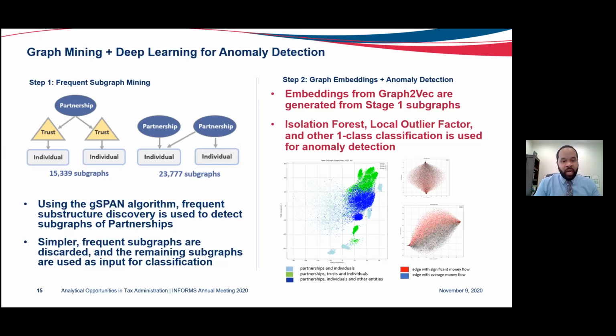If you look at the scatter plot on the bottom left or the right side, the one with the green and the bright green and the blue, you can see that some of the similar structures are clustering together. And we've used the graph embeddings in another scenario where we use an isolation forest algorithm to see if we can detect anomalous or abnormal substructures.